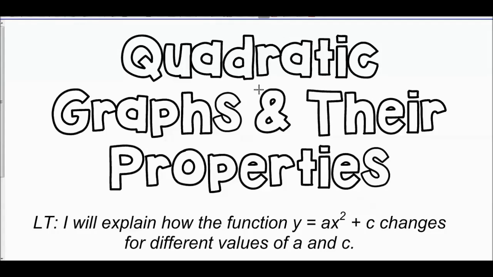In this lesson of quadratic graphs and their properties, we're going to be looking at what is meant by the word quadratic, the basic shape of that graph, and some clues that we can draw from its equation. So our target is I will explain how the function y equals ax squared plus c changes for different values of a and for c. So we're going to see when you have the number in front of the x squared, how that affects the graph, and if you have a constant being added to it, how that also affects the graph.